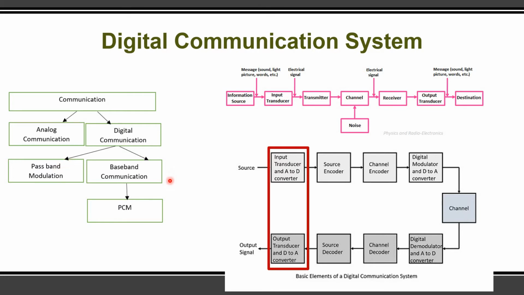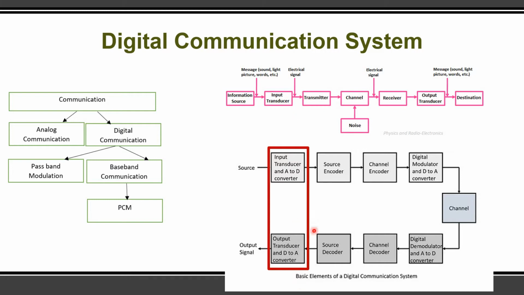Another category is baseband communication. In baseband communication, different waveform coding techniques are available. The first one is pulse code modulation, then differential pulse code modulation, delta modulation, and many other types are available in baseband communication. As per the digital communication system block diagram, two block diagrams are represented here. The first one represents the analog communication system, the second block diagram represents the digital communication system.